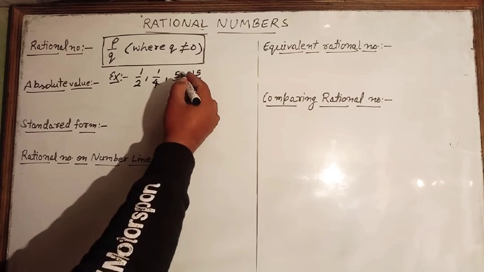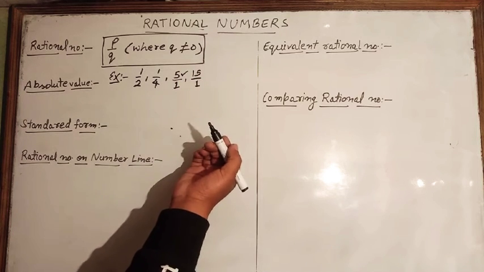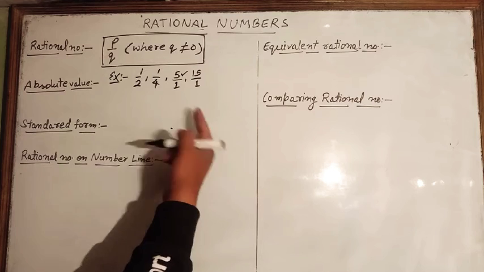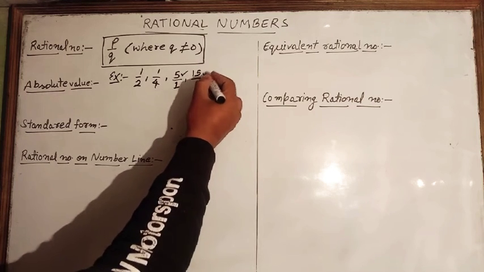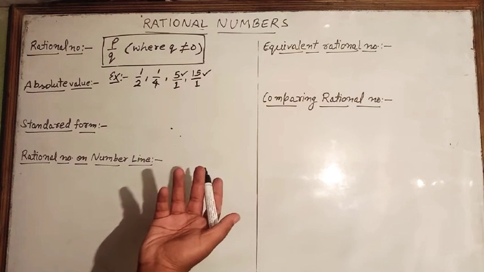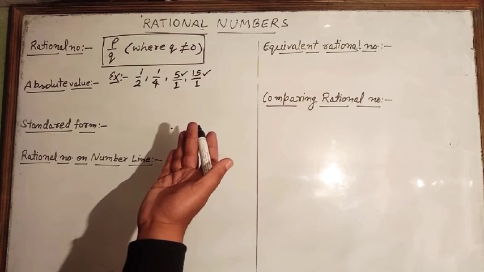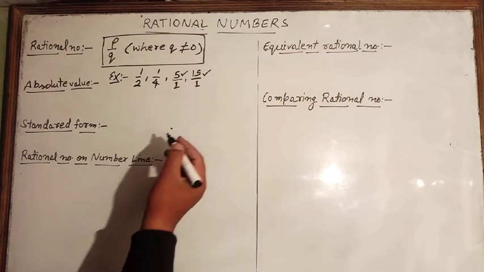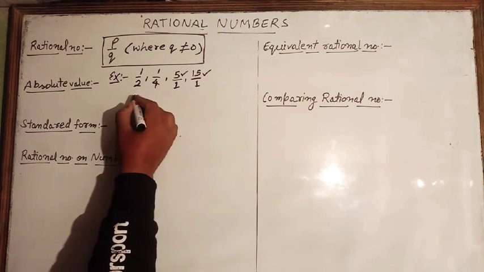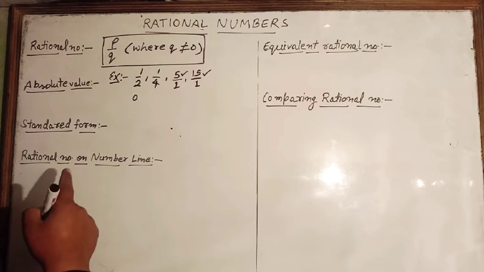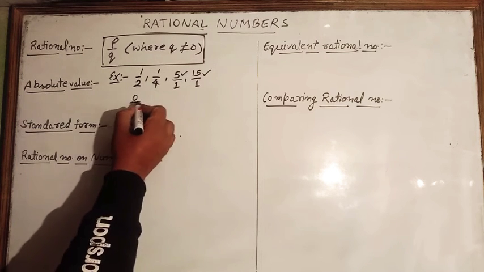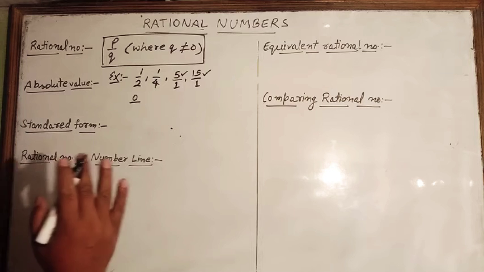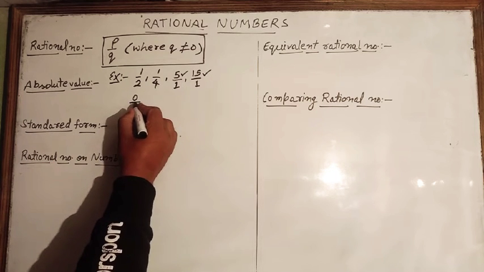5 is an integer also, and a natural number also, and a whole number also. 15 is again a natural number, and a whole number also. If I ask whether 0 is a rational number or not, what will be your answer? You can see, what is in the denominator of 0? Nothing is there, so we can write it as 1.